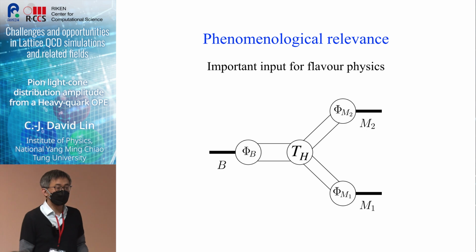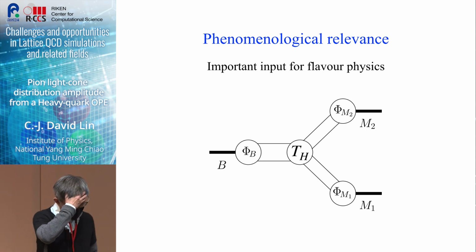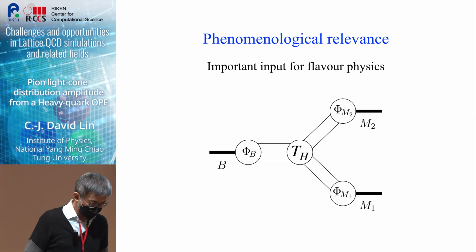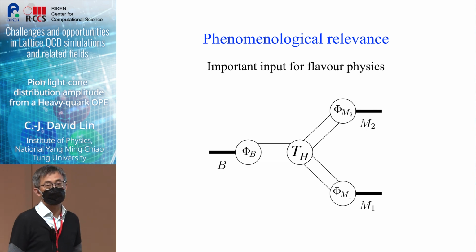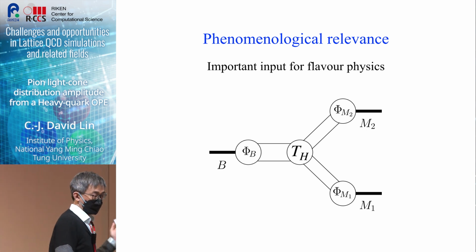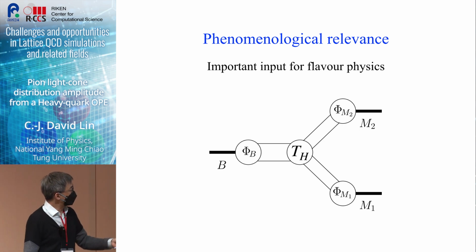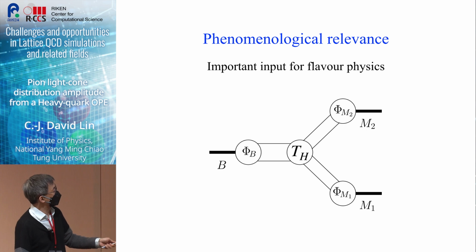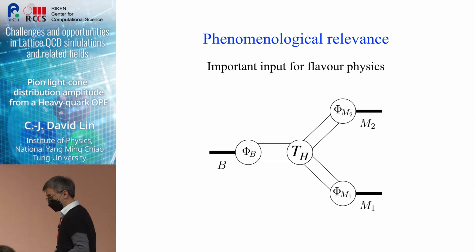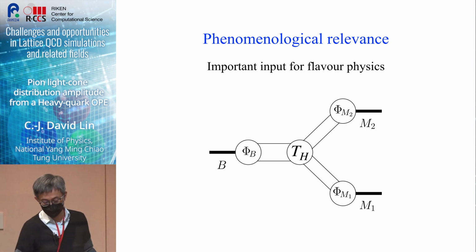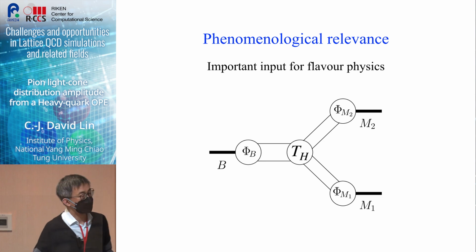And also for people who are interested in flavor physics, this pion light-cone distribution amplitude is a very important input for understanding, for example, the theoretical predictions for the B to pi pi decays. Okay, but you can factorize again into these meson light-cone distribution amplitudes convoluted with a PQCD kernel that you can compute analytically.